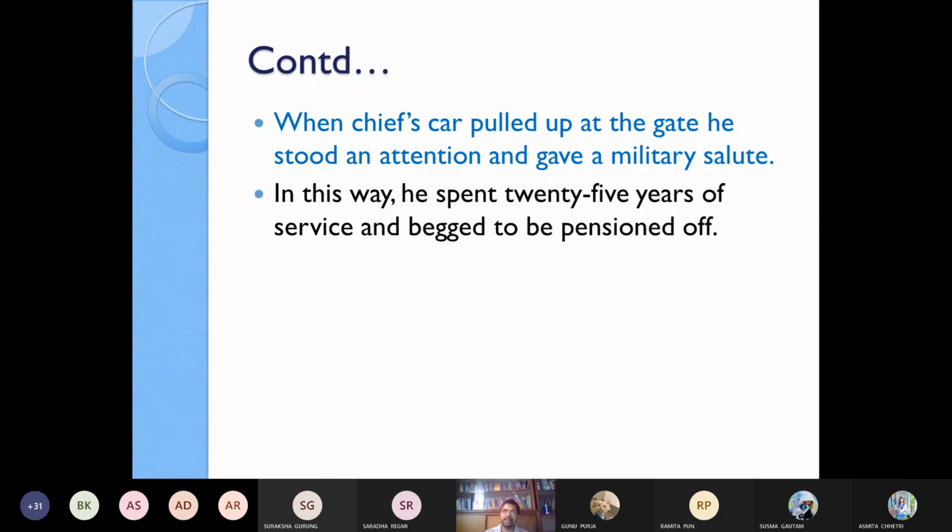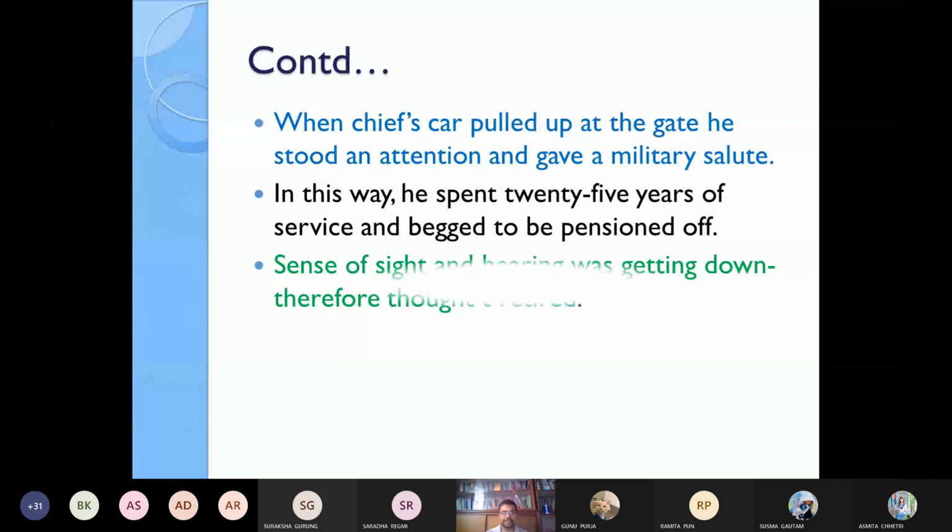Then, in this way, he spent 25 years of service and begged to be pensioned off. And what was the reason? His sense of sight and hearing was getting down. Govinda Singh could not see things properly, and he couldn't hear. That's why he thought it was good to retire.